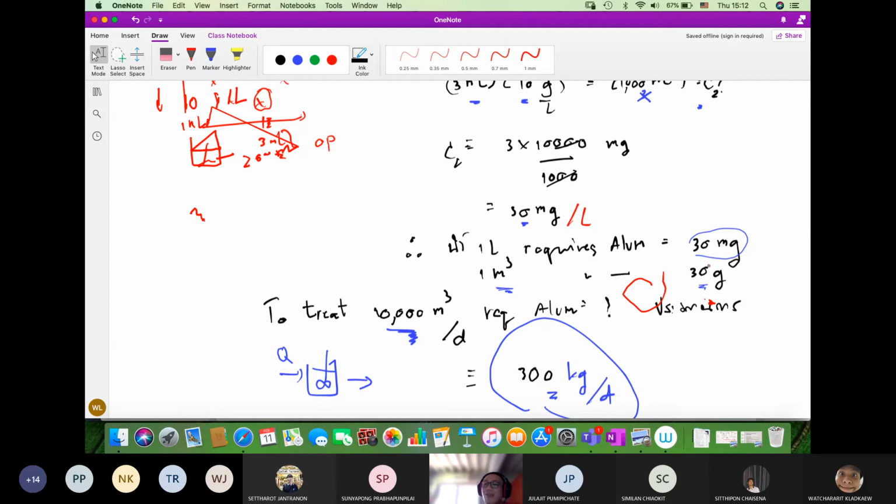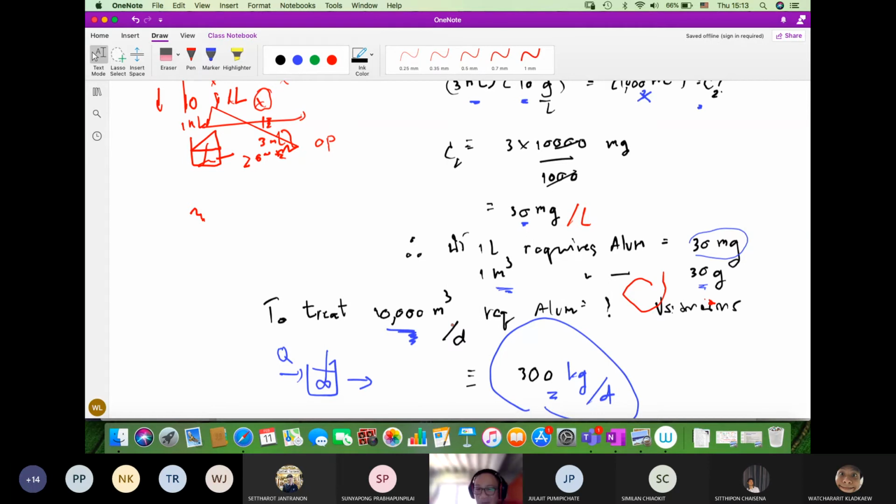1 liter requires 30 milligrams. In order to treat 1 cubic meter of water, it requires 30 grams of alums. But in one day, a plant needs to process 10,000 cubic meters of water per day. So how many grams of alums does the operator have to prepare?